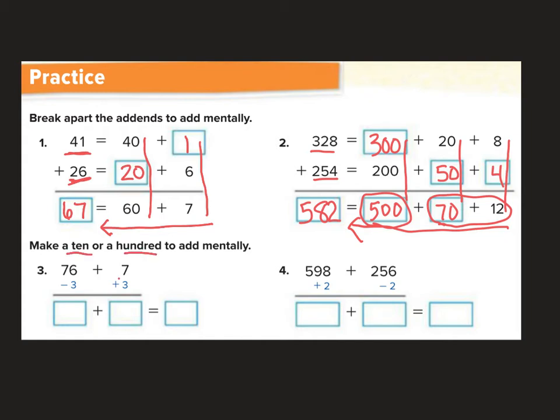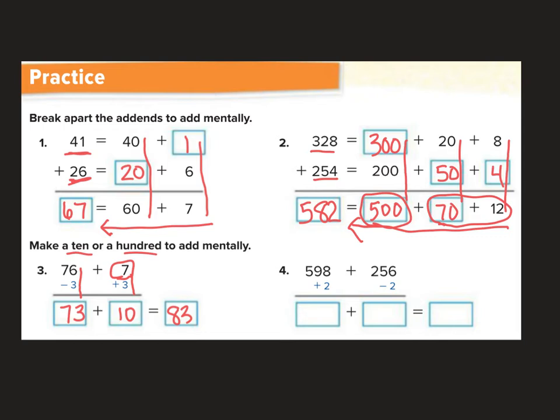Okay, now we're going to make a 10 or 100 to add mentally. So I'm noticing this lovely 7 here. I'm going to add 3 to it to make it a 10, which means I need to subtract 3 from 76 to balance out. So 6 minus 3 is 3, 7 comes down. So 76 minus 3 is 73.